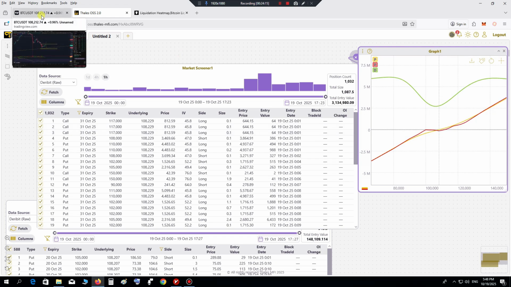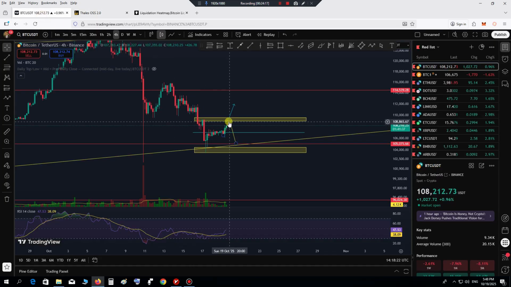So, we're in a bottoming phase, and as I said, we need to see how the reactions play out here to determine the direction of the move.